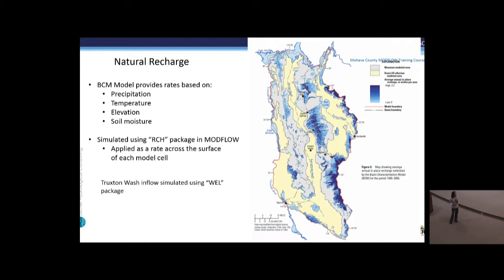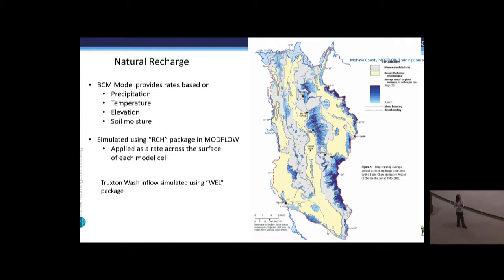They use something called the basin BCM model. I forget what the acronym stands for, but the whole southwest area was modeled to determine natural recharge based on things like precipitation, temperature, elevation, soil moisture. So it was a very generalized look at natural recharge fluxes across the entire Southwest.